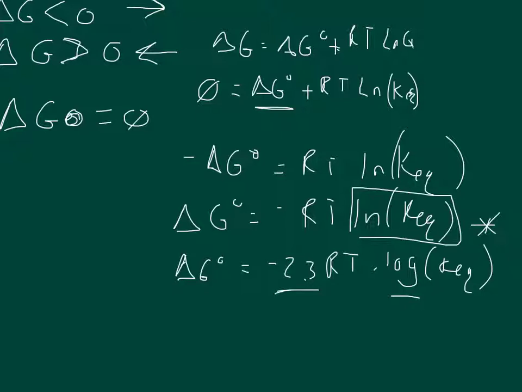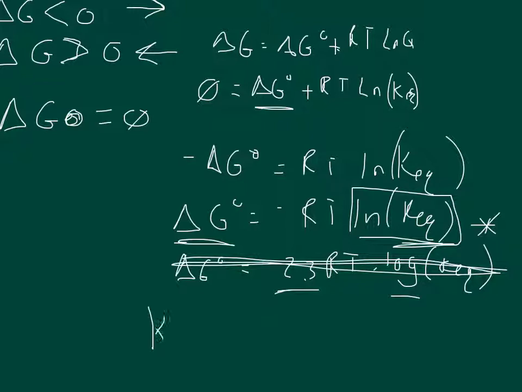Now the other thing is this works both ways, so I'm going to go ahead and scratch this out because I don't use this. I use the natural log. If you did use this, that's fine. But this works both ways. You can solve delta G by knowing the equilibrium constant, but you can also solve the equilibrium constant if you know delta G standard state.